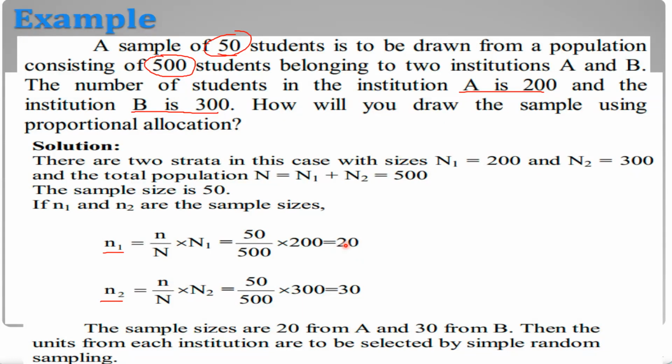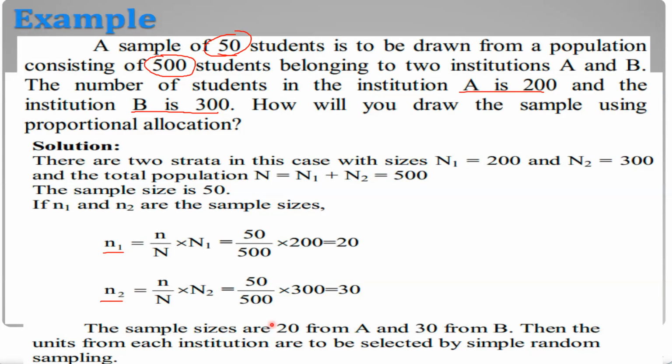Next, for your stratum number 2, or those individuals that will be drawn from your institution B. So our total sample size would be 50 students again, divided by the total population of 500, multiplied by the total population of your stratum 2 coming from your institution B, which is 300, and that would be equivalent to 30.